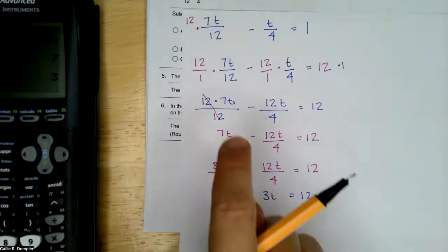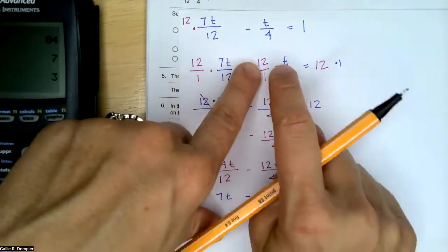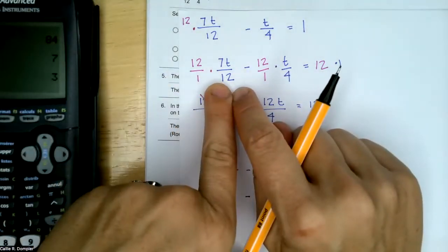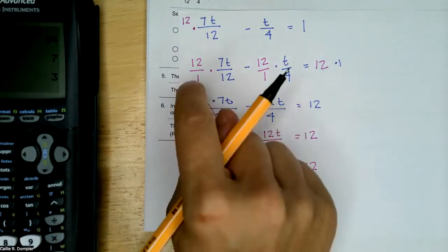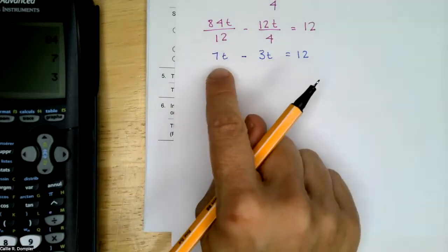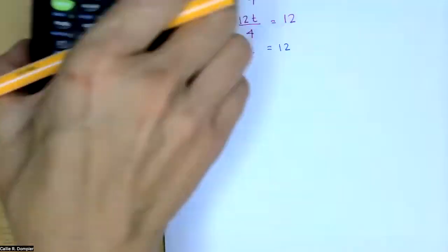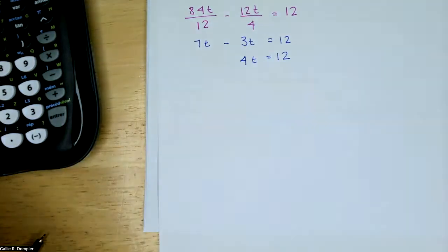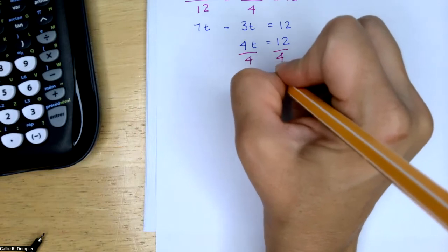Okay, so we multiplied by 12 because I can take 12 and divide it by 12. I can take 12 and divide it by 4. Your smallest number you can think of that you can divide by 12 and divide by 4 and get a whole number is what you're going to multiply everything by. Okay, 7 minus 3 is 4. So now I have 4t equals 12. I'm going to divide by 4. And t is 3.